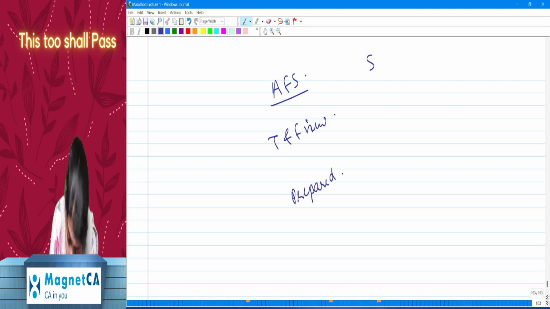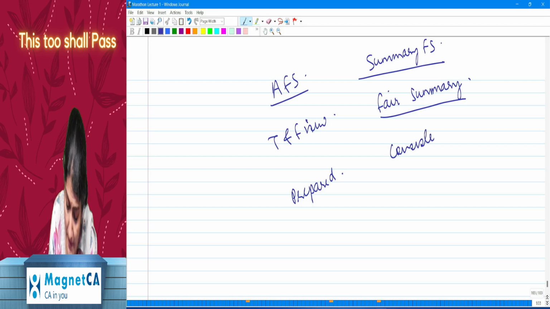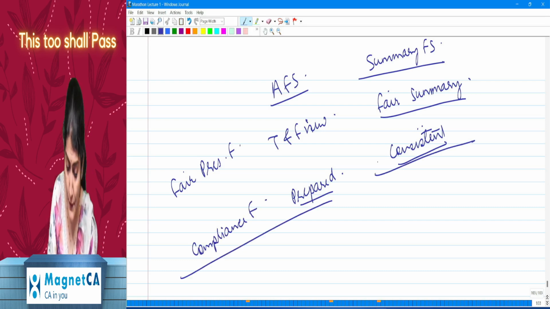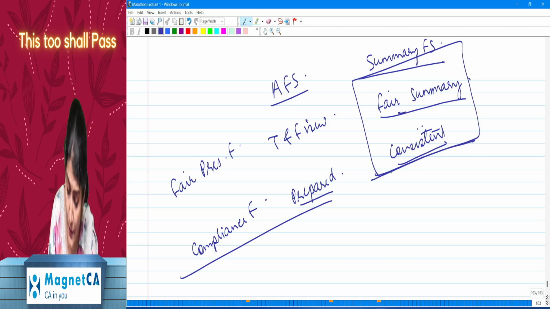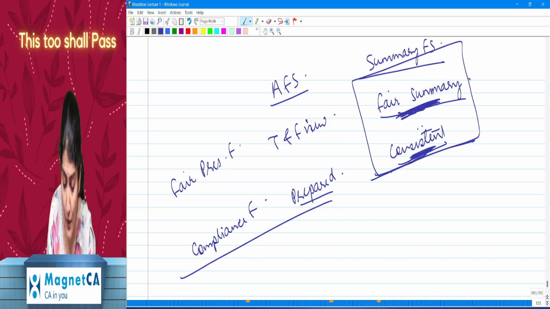Now for summary financial statements, what will the auditor express an opinion saying? That these summary financial statements are a fair summary of the audited financial statements, or these summary financial statements are consistent with the audited financial statements, right? So for the fair presentation framework, you will say that they are a fair summary, and for the compliance framework, you will say that they are consistent with the audited financial statements, right? So this is the form of your opinion. Either you say fair summary or you say they are consistent. Okay, right? Fair summary or consistent.